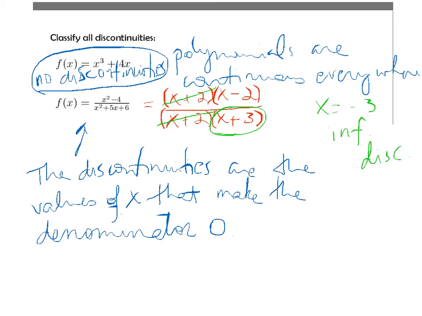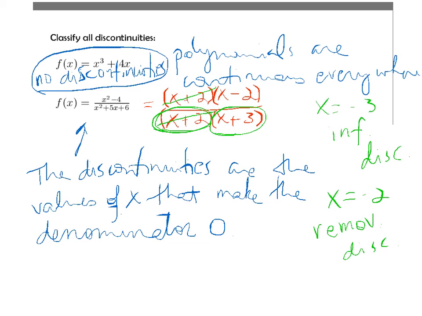At the value of x coming from the term that canceled with the numerator, the function is undefined there, and what's happening on the graph is we have a hole. So at x equals -2, which is what makes this equal to 0, we have a hole in the graph, which is also called a removable discontinuity.